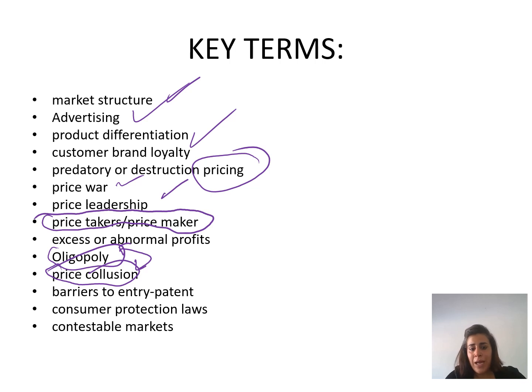What do we mean when I say barriers or obstacles to entry? It means I need a patent. And what are the consumer protection laws and what are contestable markets? Okay, so these are the terms that we will be studying throughout the chapter.